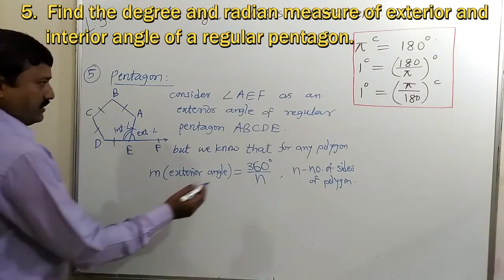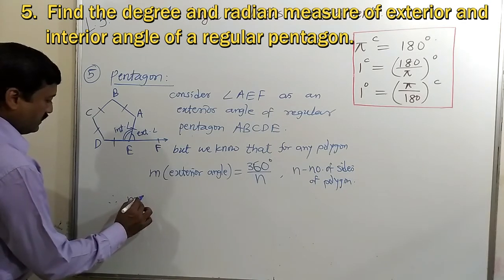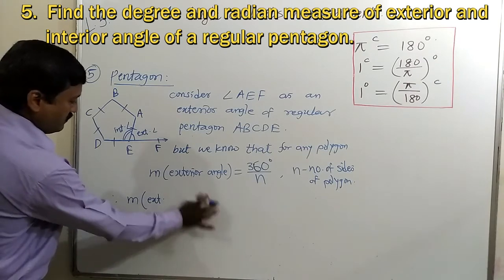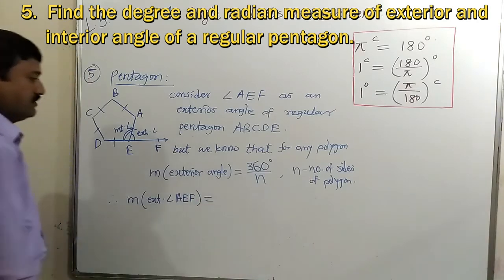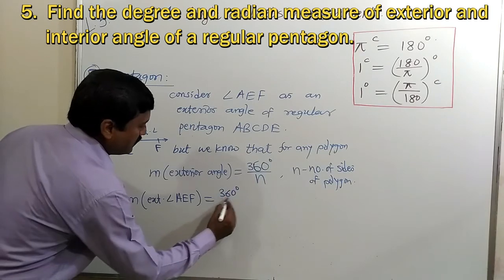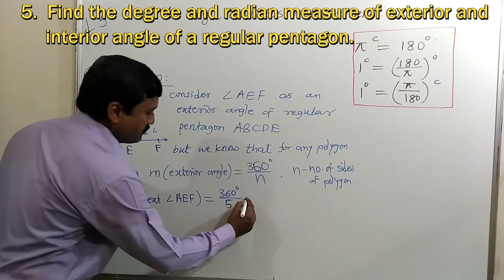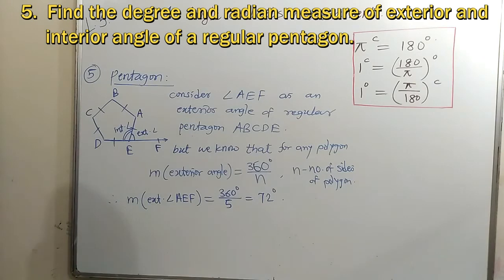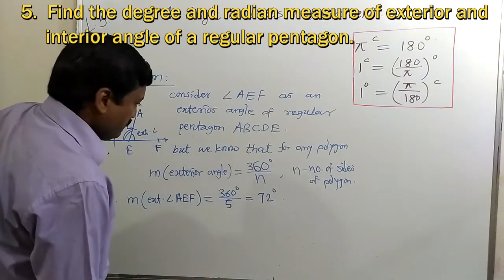So here, therefore, measure of exterior angle AEF is equal to 360 degree upon n. Here pentagon is given, so n is equal to 5. So it is equal to 72 degrees. 360 upon 5, it is 72 degrees. So measure of this angle is 72 degrees.